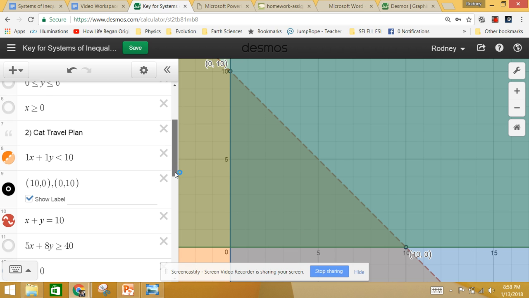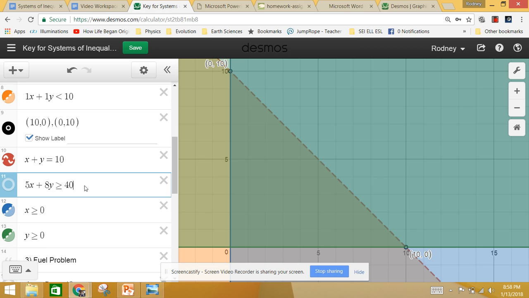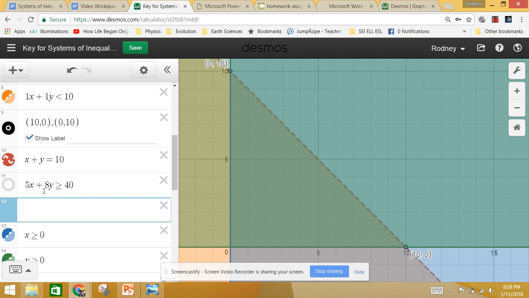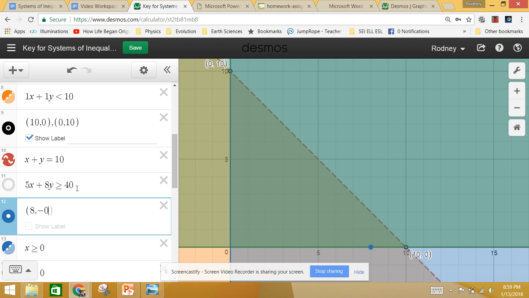Now I have one more inequality to make sense of. And this is an or equal to inequality, so it's going to be a solid line. I'm going to start by graphing the boundary line. So my first step is to figure out my intercepts. So if I make y equal to 0, this 8y goes away, and I've got 5x equals 40 when I'm thinking about my line. So I have to divide both sides by 5. Okay, and then I have x equals 8. So 8, 0 is one of my intercepts.